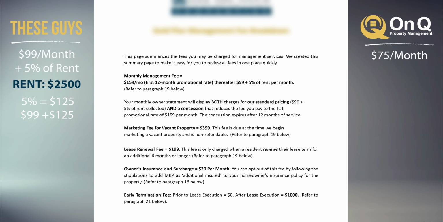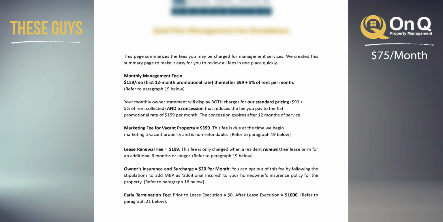So now we're getting a more accurate picture of what you're really paying a month, and that is $224 a month. And this is assuming that your rent's at $2,500. It could obviously be more, which would add a lot to it. So let's throw that up there and start that as a base level. So we've got the $224 a month versus the on-Q $75.